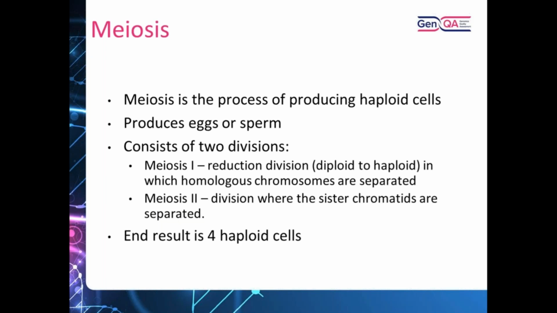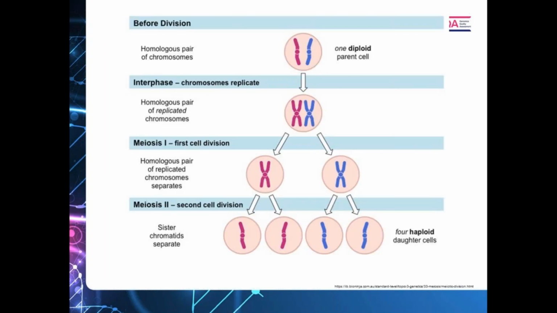So meiosis consists of two cell divisions. The first is meiosis one, which is kind of a reduction division to get the cells to be haploid, and meiosis two, where the sister chromatids are separated. And the end result is four haploid cells. So this is shown diagrammatically in this picture here.